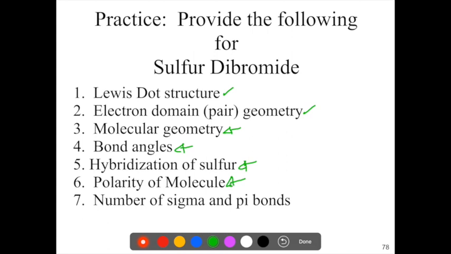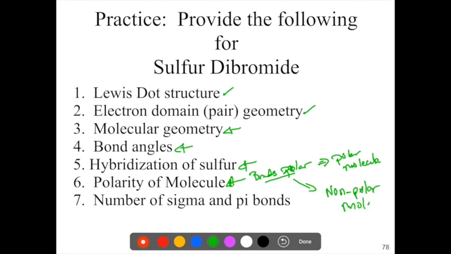Now, for polarity, you have to determine, are the bonds polar? If the bonds are polar, then maybe it could be a polar molecule. But if the bonds are polar and they are canceling each other out or pulling on every side of the shape, then you can have a non-polar molecule that has polar bonds. And then you can count the number of sigma and pi bonds.